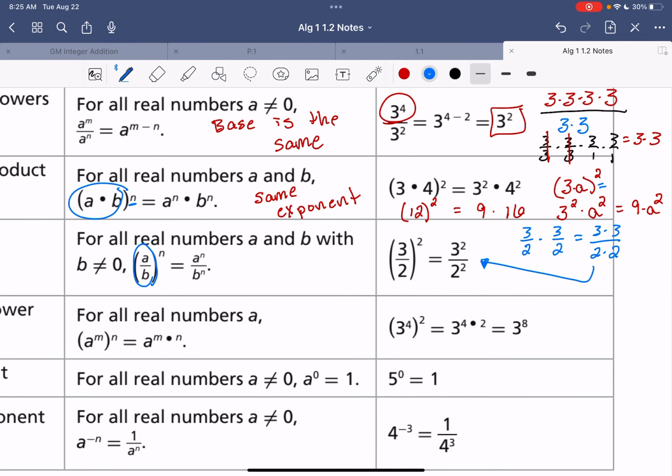Okay. Same with this one up here. If I have 3 times a to the 2nd, that just means 3 times a times 3 times a, which, 3 times 3 gives me the 9, and a times a gives me the a to the 2nd.